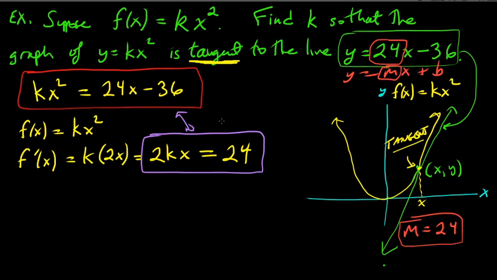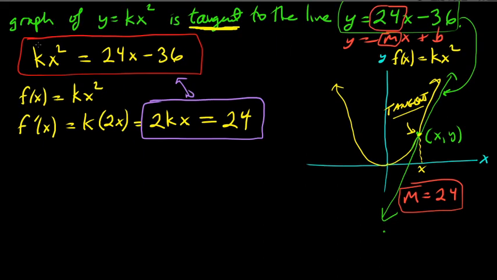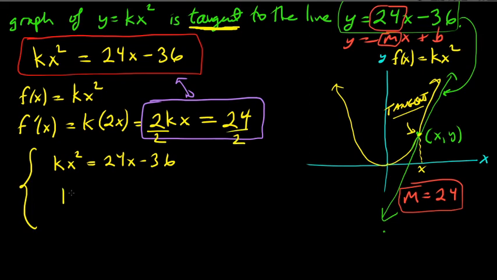We have to solve this system of equations, right? So we have two equations in two variables, x and k. The first equation is, I'll just rewrite it: kx squared is equal to 24x minus 36. And if it's all the same to you, let me divide both sides by 2. So you just get k times x is equal to 12. You can do that right away, right?